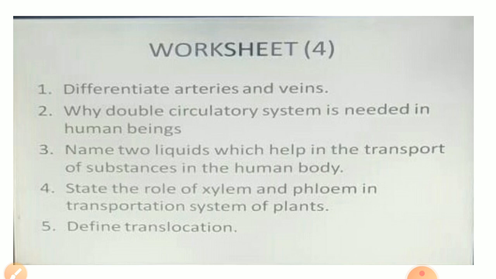Now the fourth is, state the role of xylem and phloem in transportation system of plants. Just now we have discussed xylem helps in the transportation of water and minerals, and phloem helps in the transportation of food, hormones, etc. We can differentiate xylem and phloem. This is also a very important question. Differentiate xylem and phloem. Through xylem unidirectional flow occurs, through phloem multidirectional flow occurs. Xylem helps in the transportation of water, phloem helps in the transportation of food.